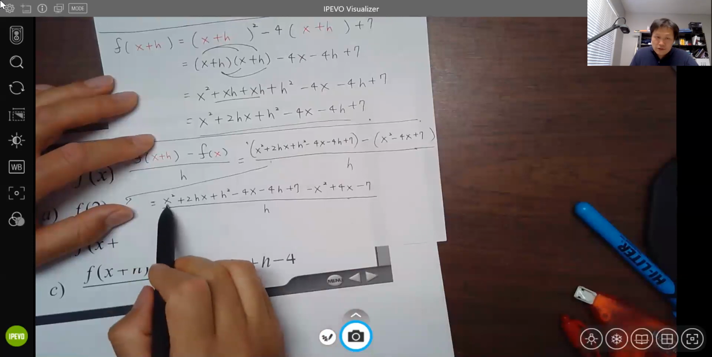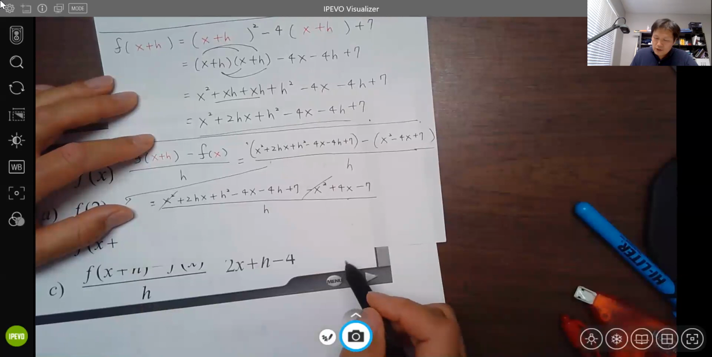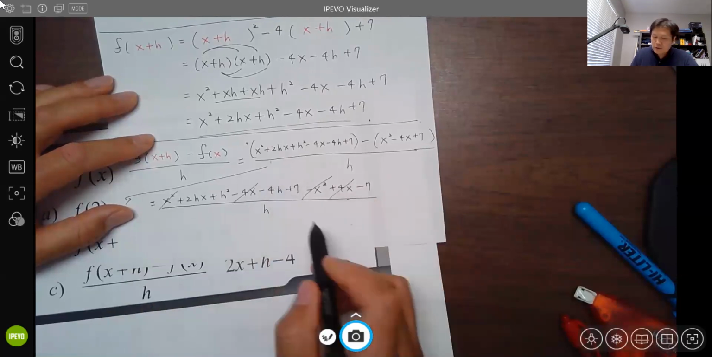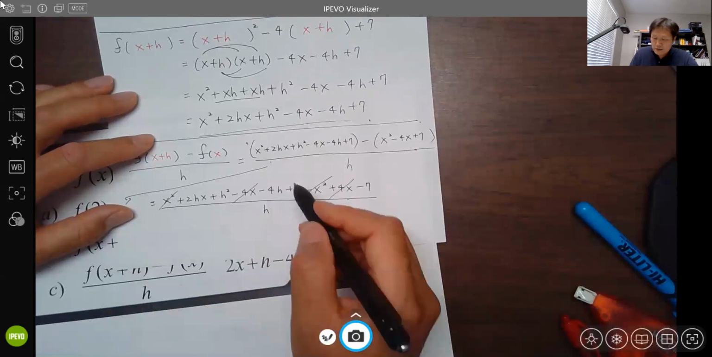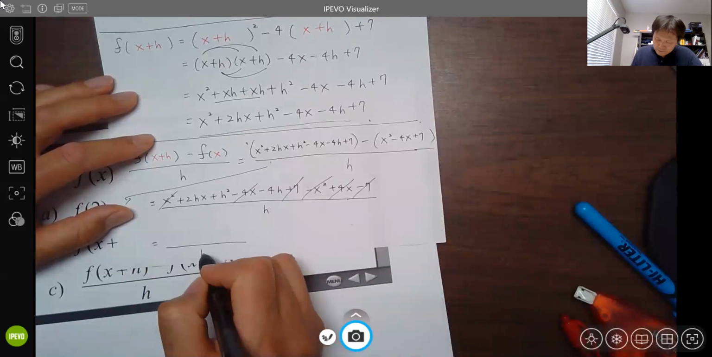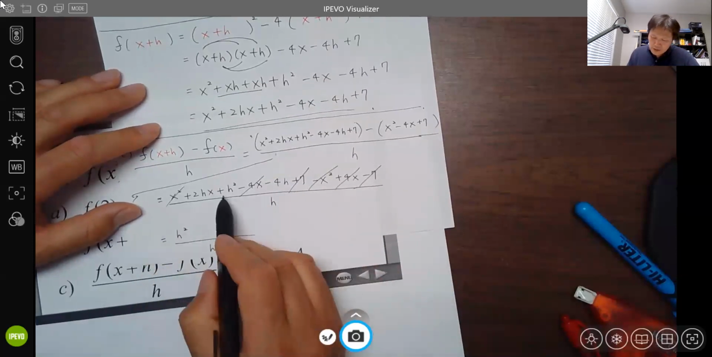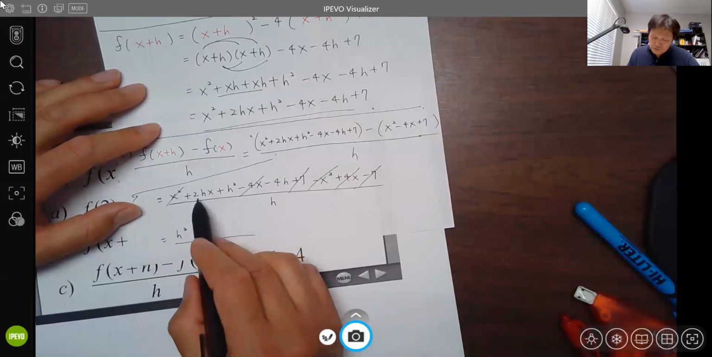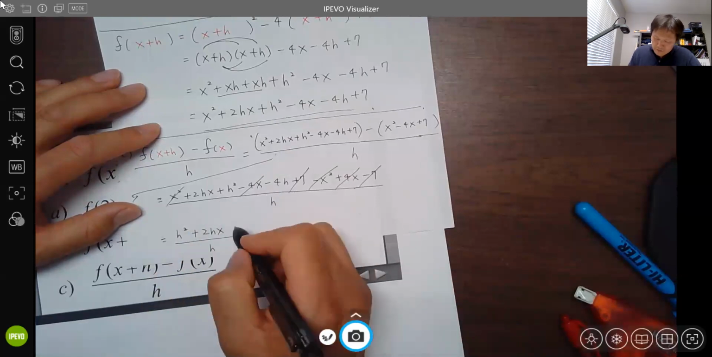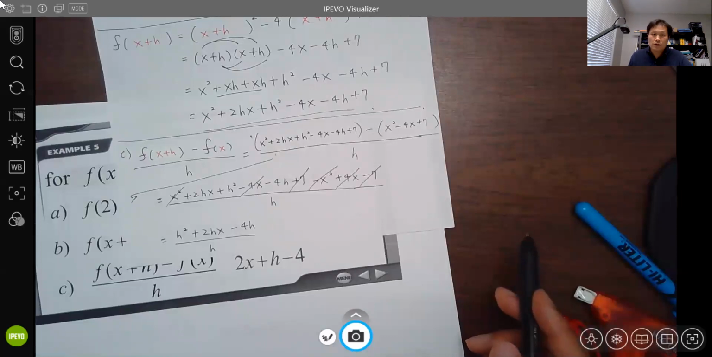Do you see x squared minus x squared? They cancel out. Do you see minus 4x plus 4x? They cancel out. Plus 7 minus 7, excuse me, cancels out. So what do we have? H squared left, and plus 2hx minus 4h. Everything else is canceled out.